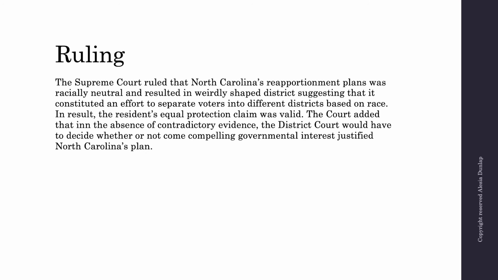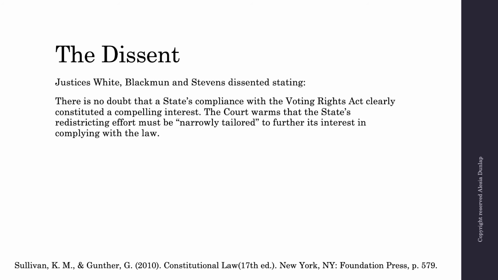The court added that in the absence of contradictory evidence, the district court would have to decide whether or not compelling government interests justified North Carolina's plan. And the dissent? Well, Justices White, Blackmun, and Stevens dissented, stating that there is no doubt that a state's compliance with the Voting Rights Act clearly constituted a compelling interest. The court warns that the state's redistricting effort must be narrowly tailored to further its interests in complying with the law.